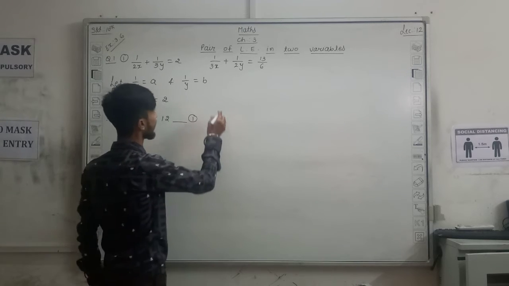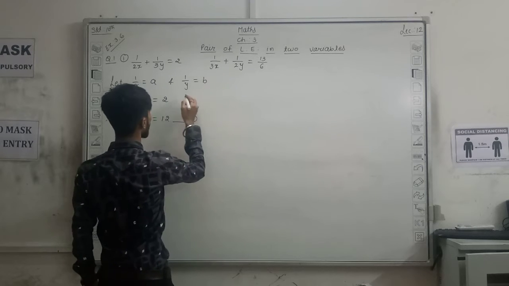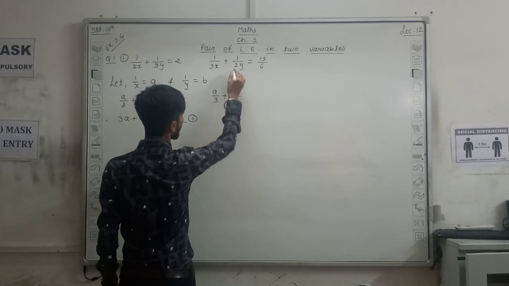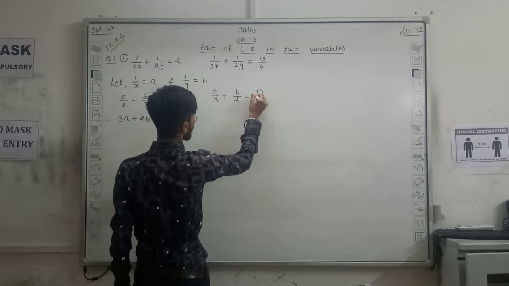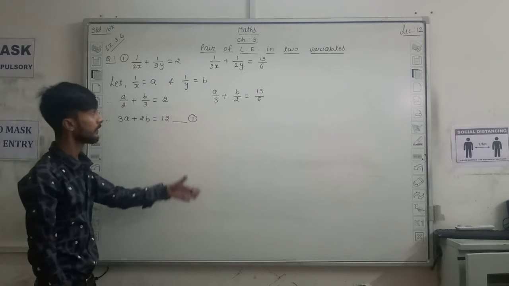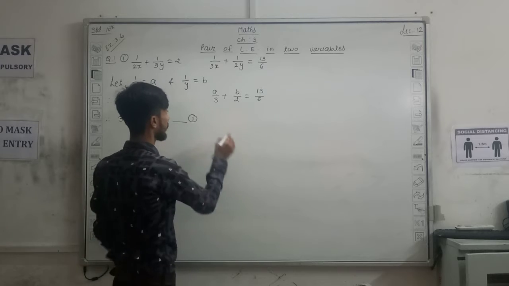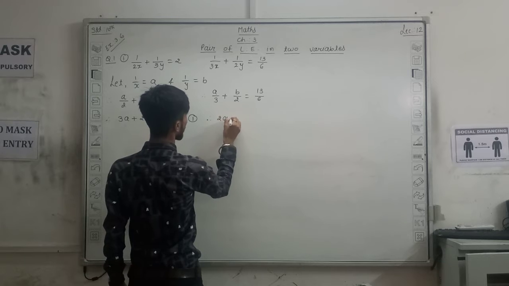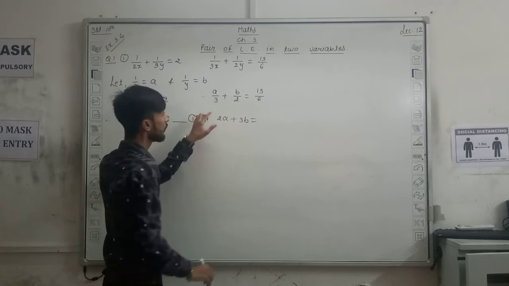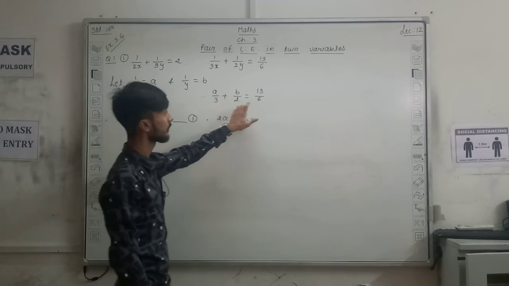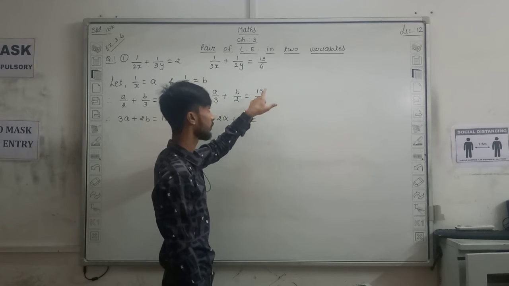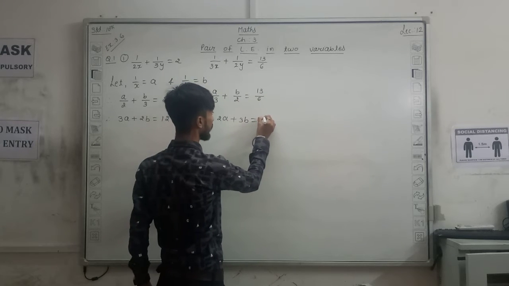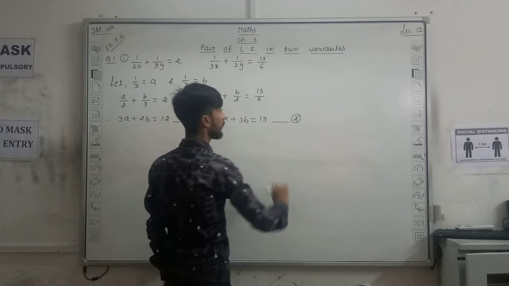So similarly for the second equation, 1 upon x is a, so a by 3 plus b by 2 equals 13 upon 6. Similarly, the LCM of 3 and 2 is 6, so our equation will be 2a plus 3b equals 13, because 13 upon 6 into 6, the 6s cut, so remains only 13. So this is equation number 2, right?